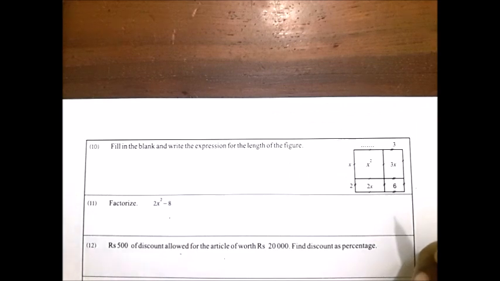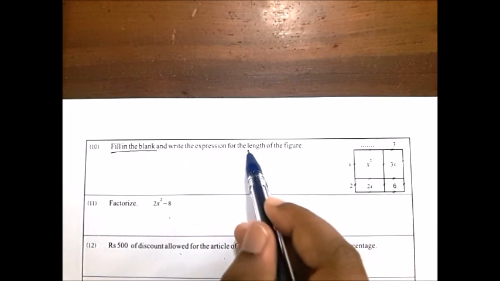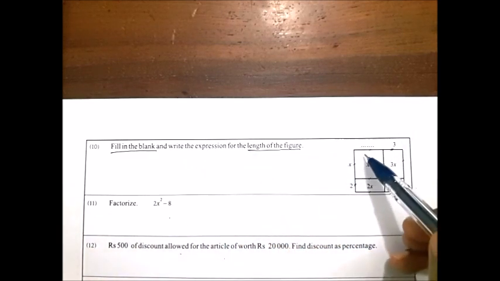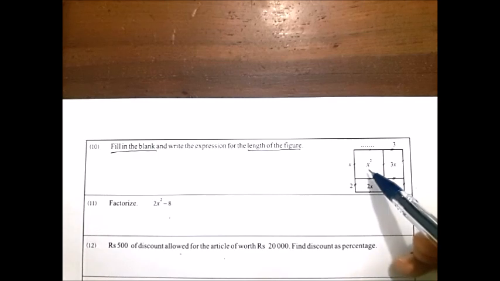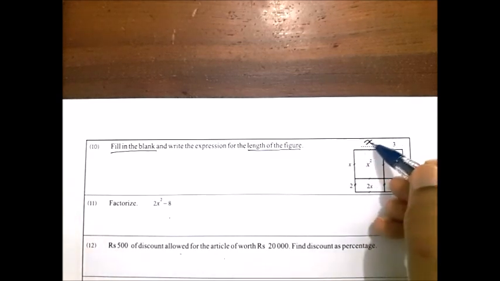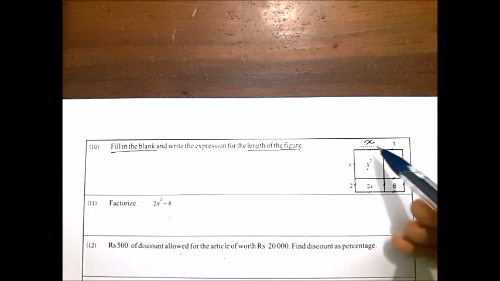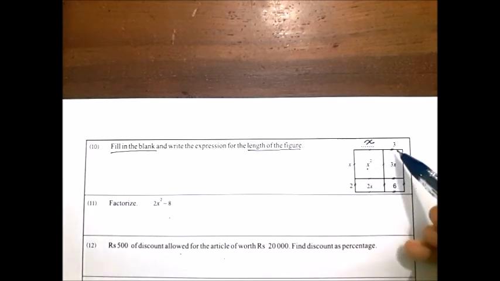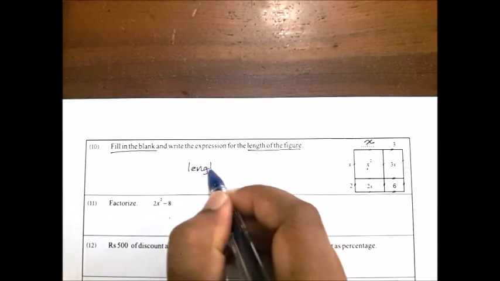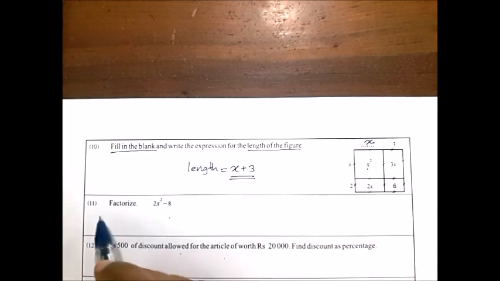Let's start the 10th question. Fill in the blank and write the expression for the length of the figure. Here you can see the area of this square is equal to x to the power 2. So here breadth is x. Length should be x. Length multiplied by breadth is equal to area. What is the total length of this large figure? It is equal to x plus 3. Length equals x plus 3. This is the answer.